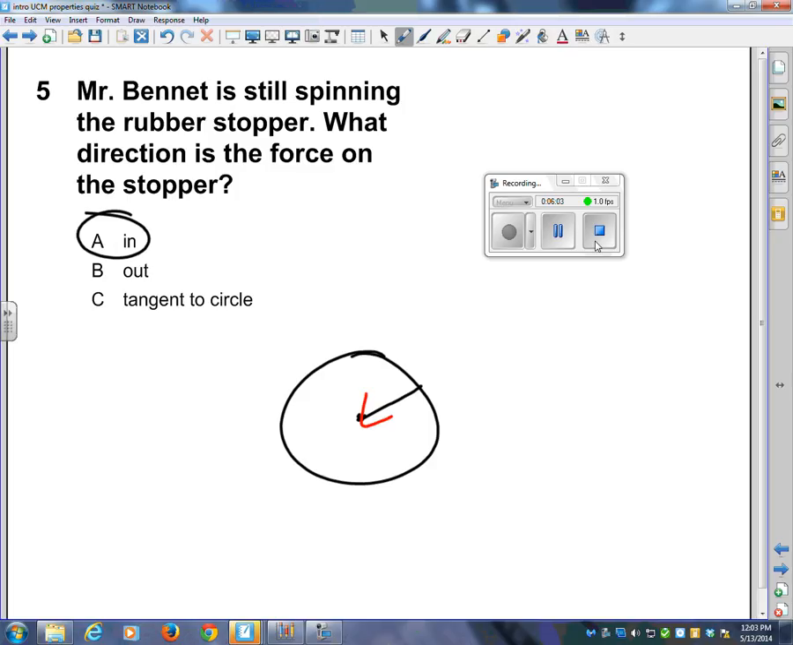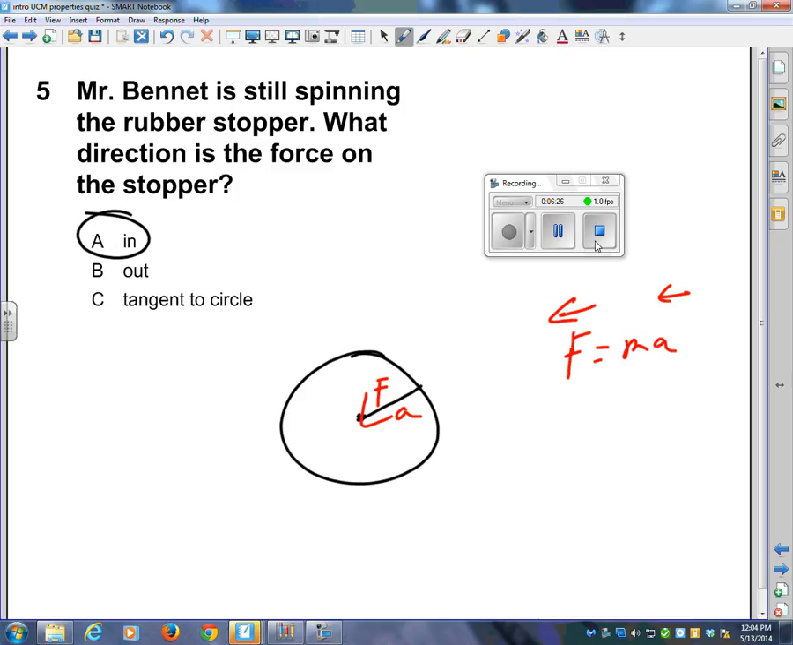If the force is in, which direction is the acceleration? F net equals ma. F is a vector, m is not. Which direction is the acceleration, Riley? In as well. The acceleration is in.